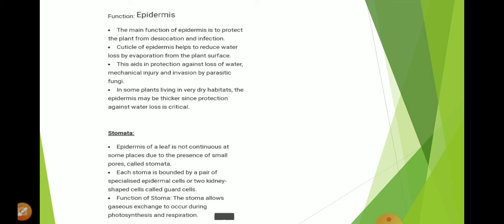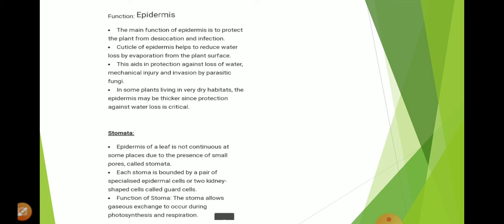The next function is that it reduces the rate of transpiration because it is covered by a thick layer of cuticle, and it also helps in the exchange of gases because it has the stomata on the surface of the leaves.